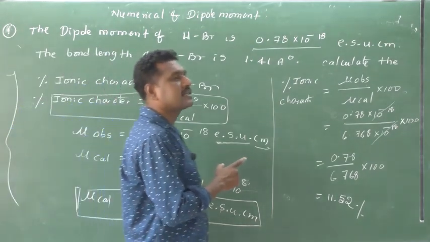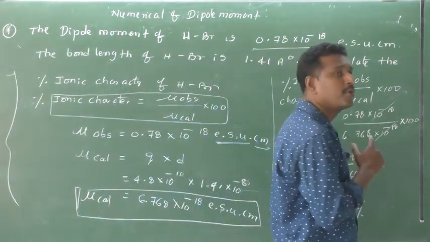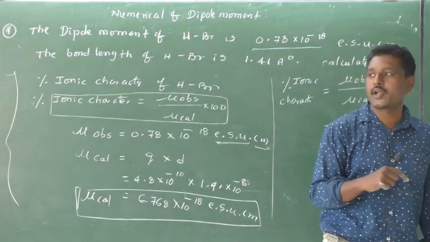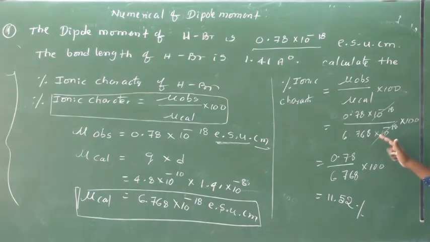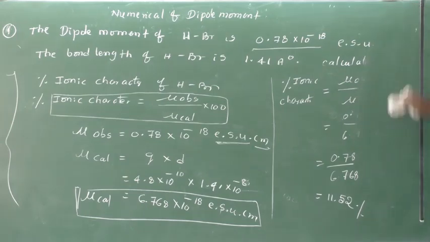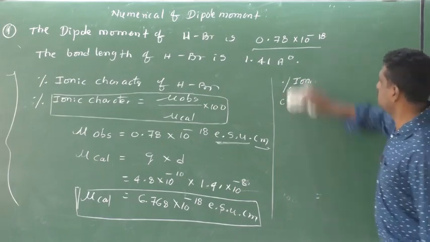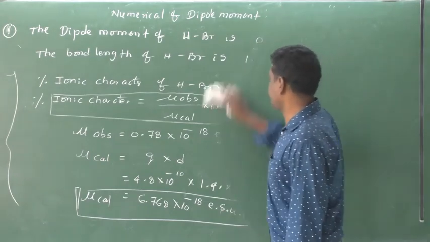Now the percentage ionic character equals mu observed by mu calculated into 100. So mu observed equals 0.78 into 10 power minus 18 by 6.768 into 10 power minus 18 into 100. By calculating we get 11.52 percentage. This is about the first problem.